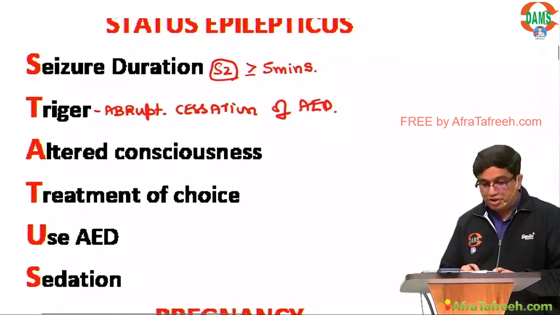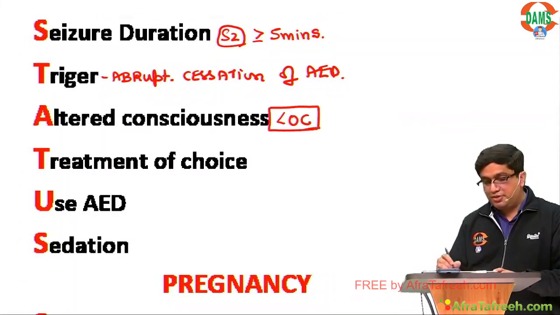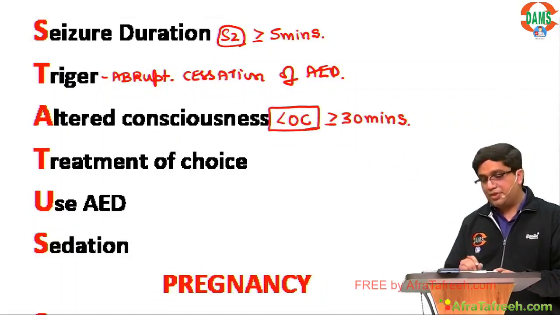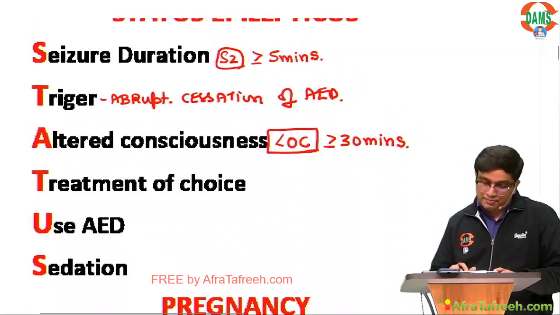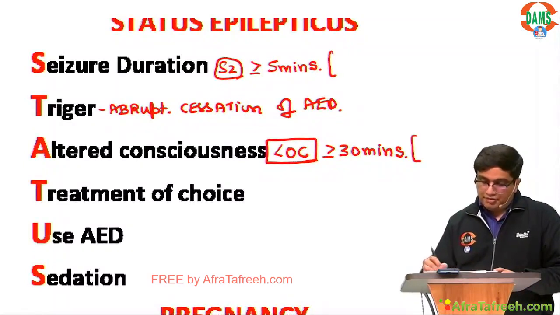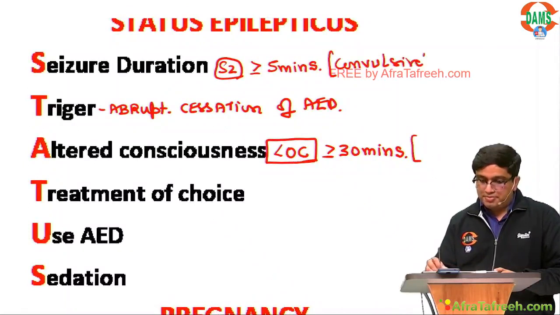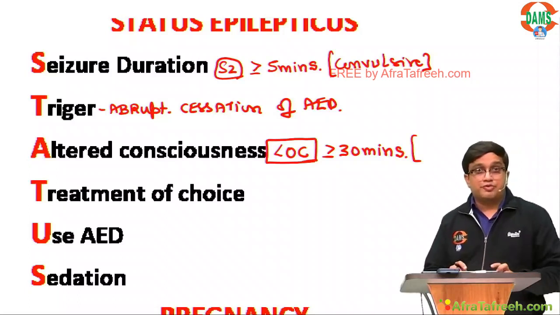In them, altered consciousness could also be there. That means these patients will suffer with loss of consciousness, the LOC, that would last for a duration of more than or equal to half an hour. So now we have two kinds of status epilepticus with us: convulsive and non-convulsive. The convulsive status epilepticus in our patient would have a seizure for a duration of more than or equal to 5 minutes.